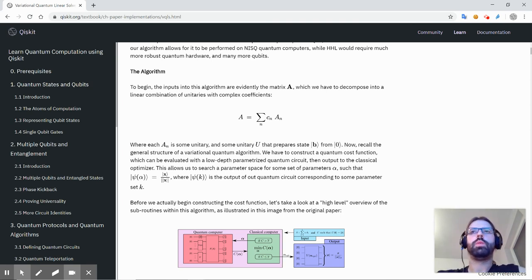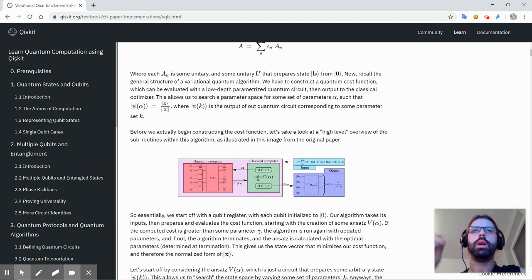So now recall the general structure of a variational quantum algorithm. We have a constructed quantum cost function, which can be evaluated with a low-depth parameterized quantum circuit and output to the classical optimizer. This allows us to search a parameter space for some set of parameters alpha such that blah blah is the output of our quantum circuit with the corresponding parameters. Okay, whatever. Before we actually begin constructing the cost function, let's take a look at a high-level overview.